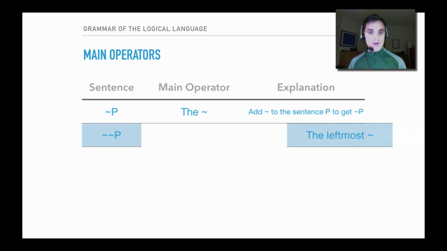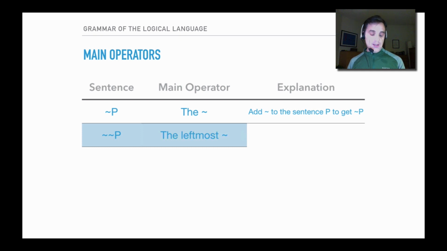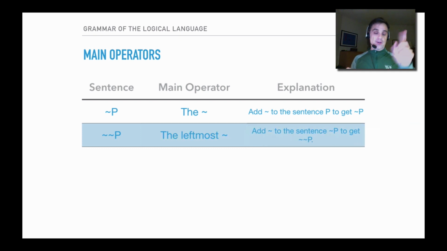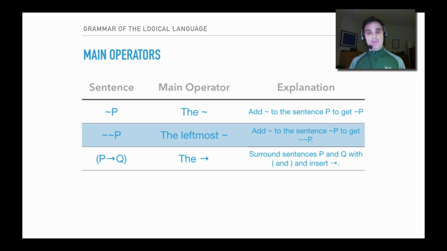What's the main operator? It's the leftmost tilde. Why? Well, because we took the sentence negation P and put another negation on the front of it. So again, it's the second negation, the one that we added to form the sentence we're currently looking at. P arrow Q, the main operator is the arrow. Why? Well, because we put it between the P and the Q and surrounded them with parentheses to build this.